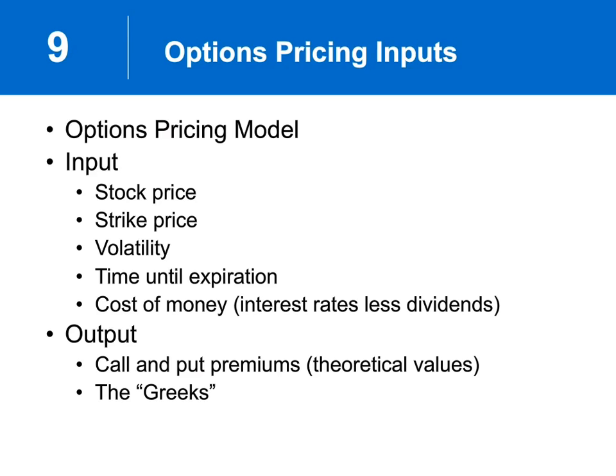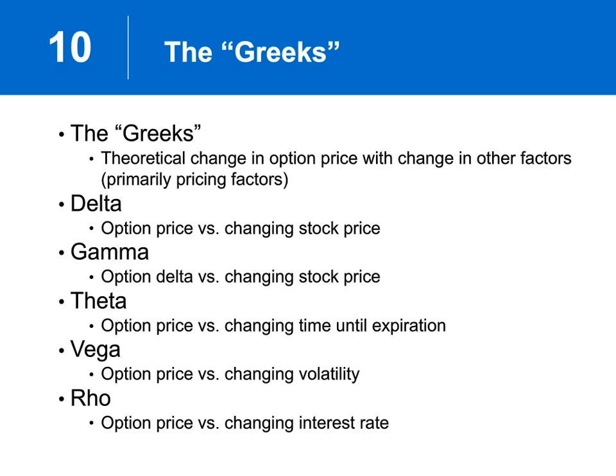And the Greeks, to me, shouldn't be a difficult thing to grasp. A lot of people hear the Greeks and option pricing and get turned off because they think it's beyond them. But let's simply take a look at these five Greeks and describe exactly what they are. Delta. Delta is the option price versus the changing stock price.